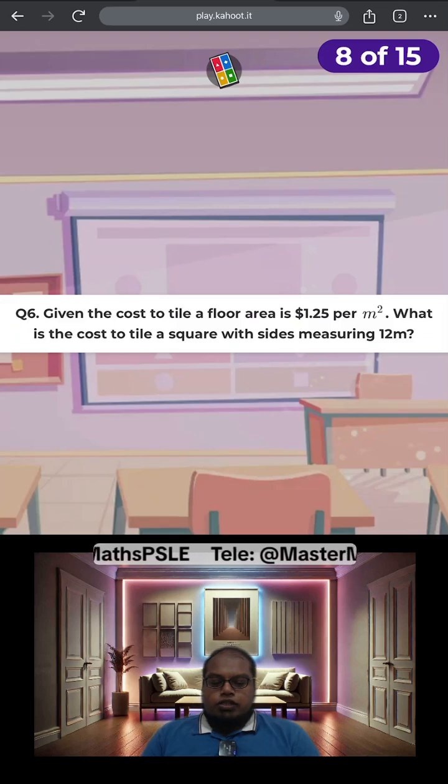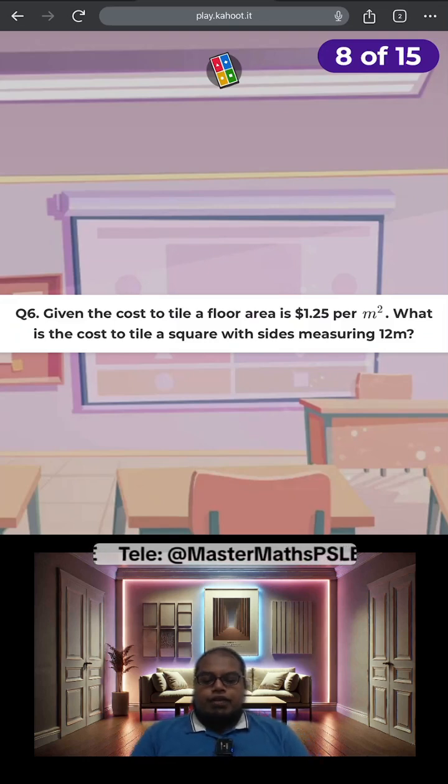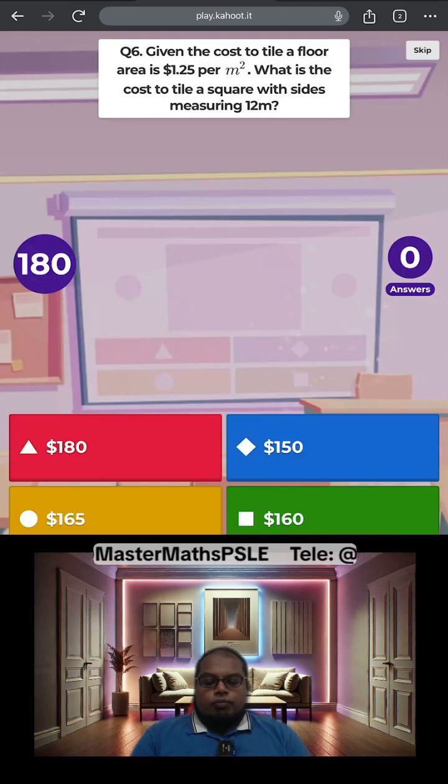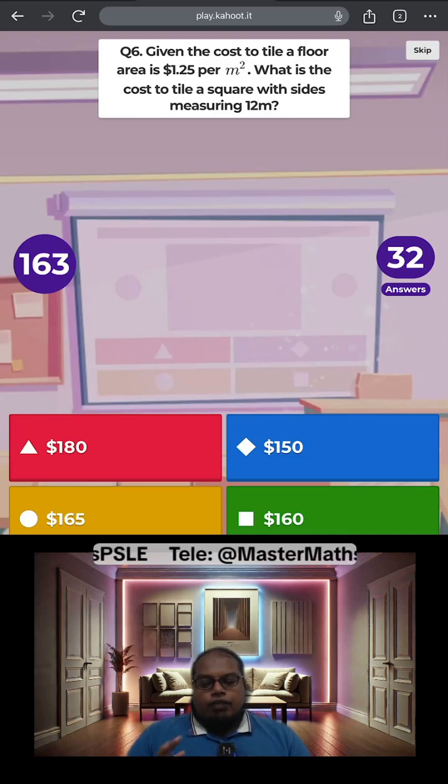Yeah, so this is one of the money questions. Given the cost to tile a floor area is $1.25 per meter square, what is the cost to tile a square with sides measuring 12 meters? A square floor area with sides measuring 12 meters. The floor or the room is square shaped.